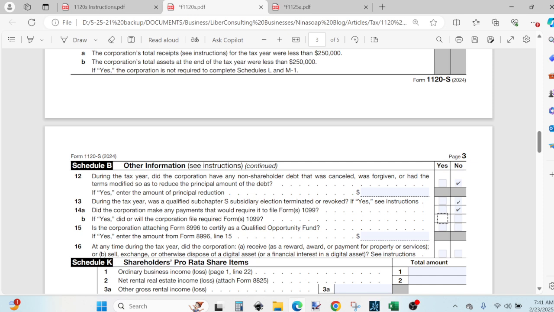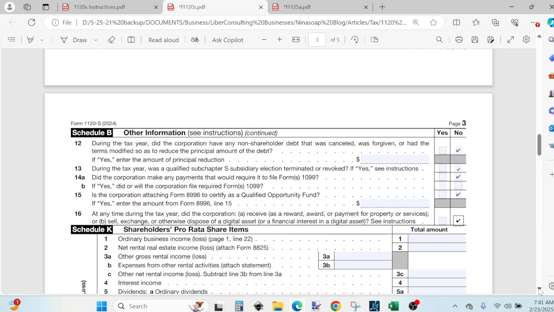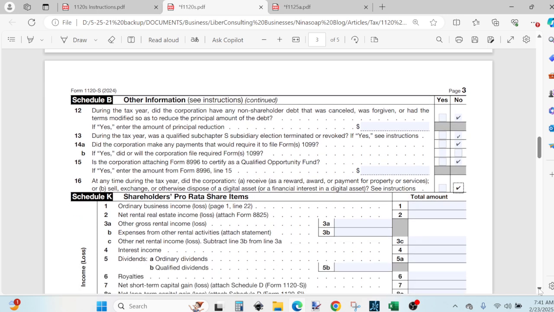Is the corporation attaching Form 8996? No. At any time during the year, did the corporation receive an award or payment for property or service, sell, exchange, or otherwise dispose of digital assets? No. Again, you'll answer those questions based on your business model and your business activities.